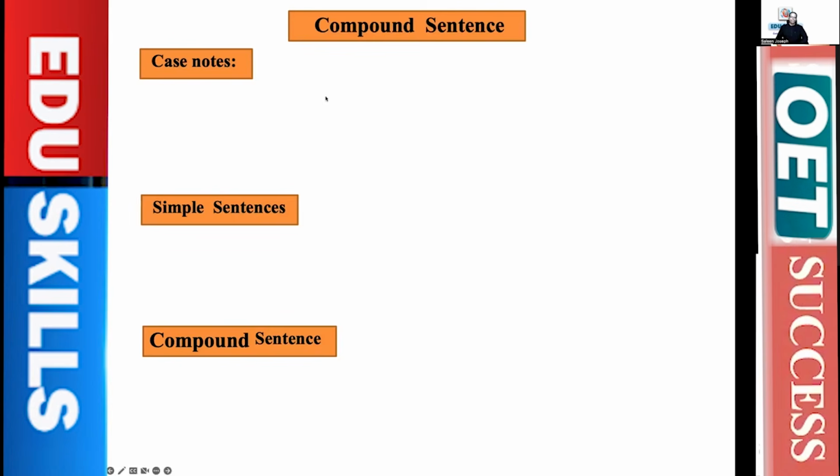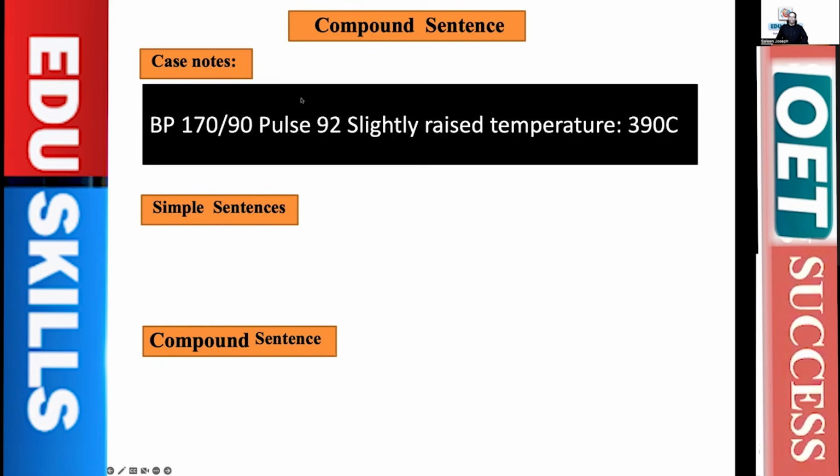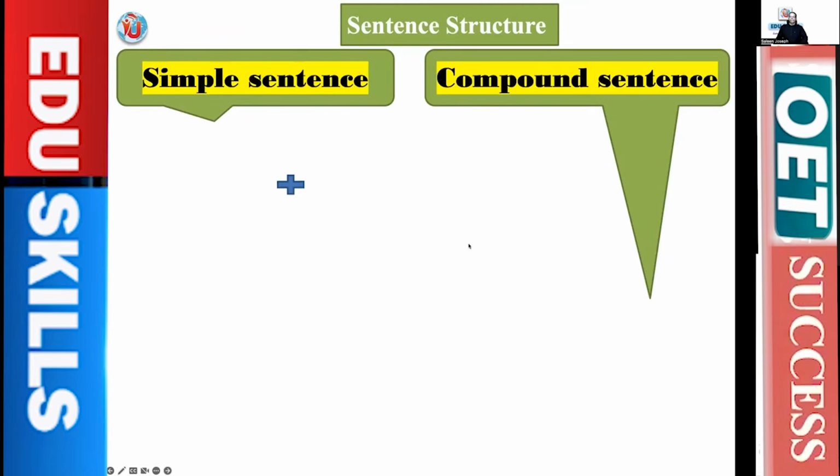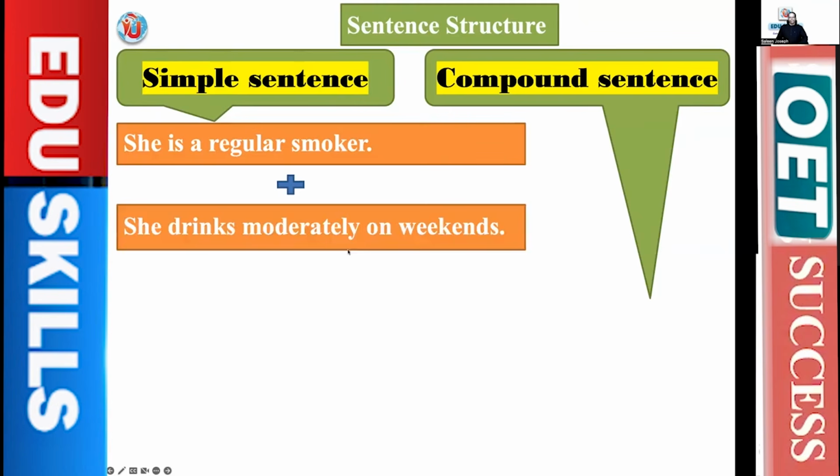Now, for compound sentences, we are going through three stages, okay? Case notes, then simple sentences, then compound sentences. See, this is the case note. So these were the sentences. Then we had this one sentence. Okay, now see, simple sentence. The sentence actually: she is a regular smoker. Usually we don't say smoker, but I am just using it for teaching the structure of the sentence. You should not use the word smoker. Maybe you can use 'she smokes so many cigarettes per day' or something like that. She drinks moderately on weekends. These are two simple sentences.